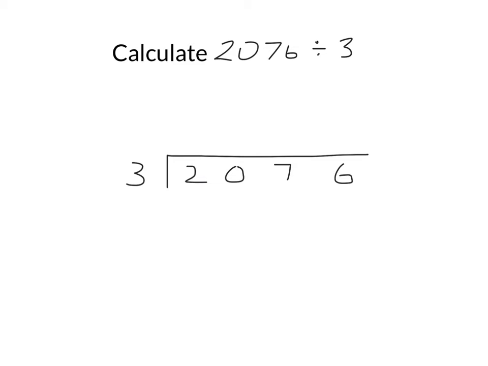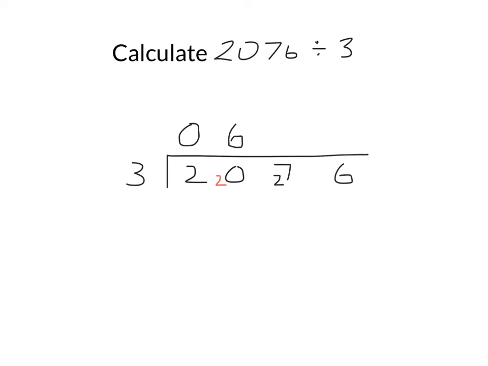So we ask ourselves, how many 3's are there in 2? So there are no 3's in 2. And we carry our 2 across to the next column. Next question we ask, how many 3's are in 20? So I know that 3 6's are 18, and I have 2 left over.